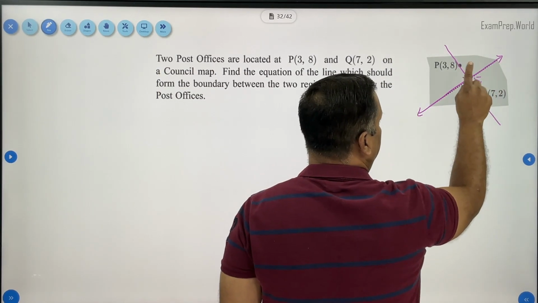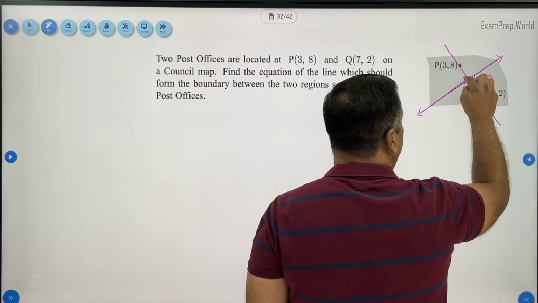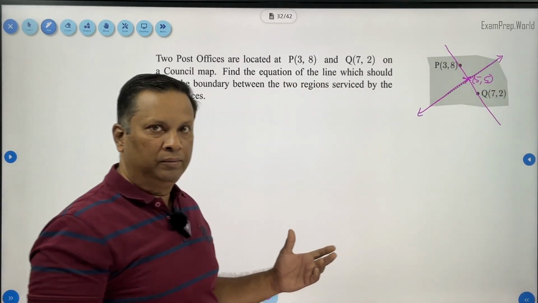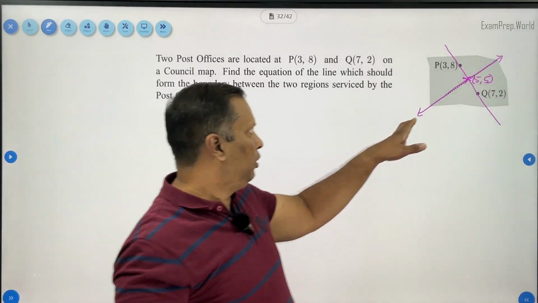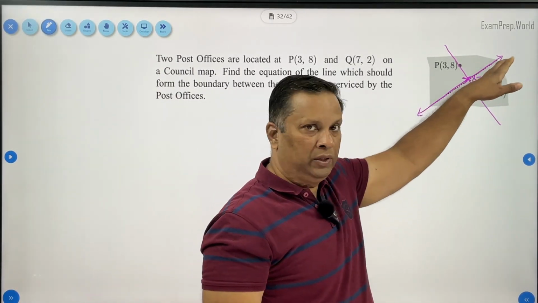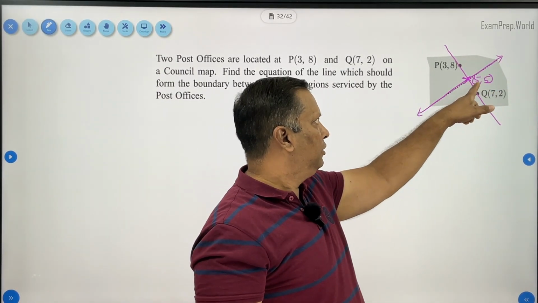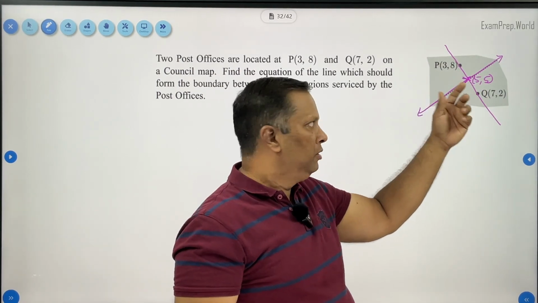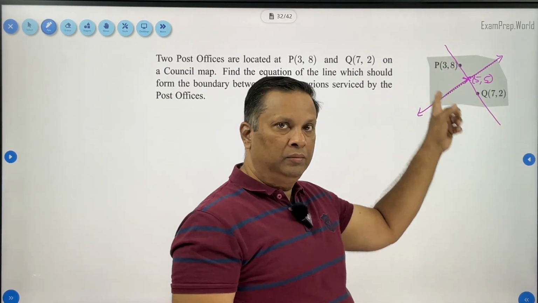8 plus 2, 10 divided by 2 is 5. So we know a point through which the boundary is going. This is our target. Find the equation of this. We know the point. Now we want to know the gradient. Find the gradient of this line PQ.